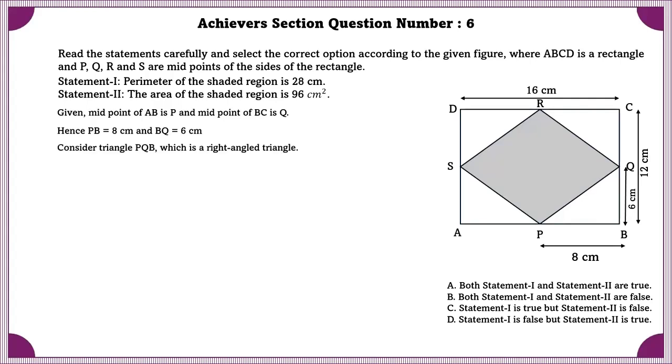Consider triangle PQB, which is a right angle triangle. We can write PQ square is equal to PB square plus BQ square by using the Pythagoras theorem.